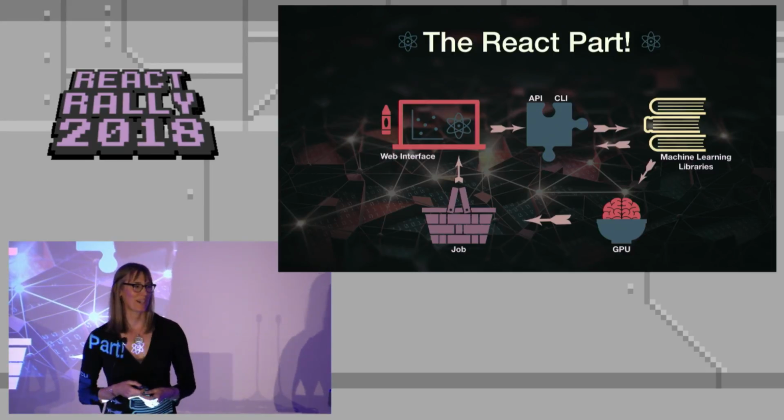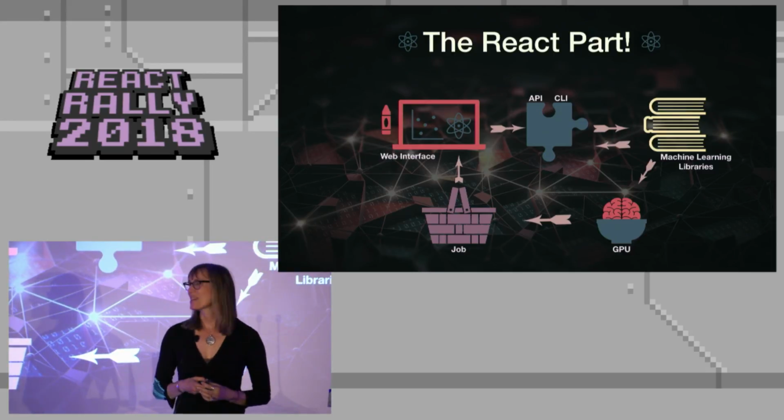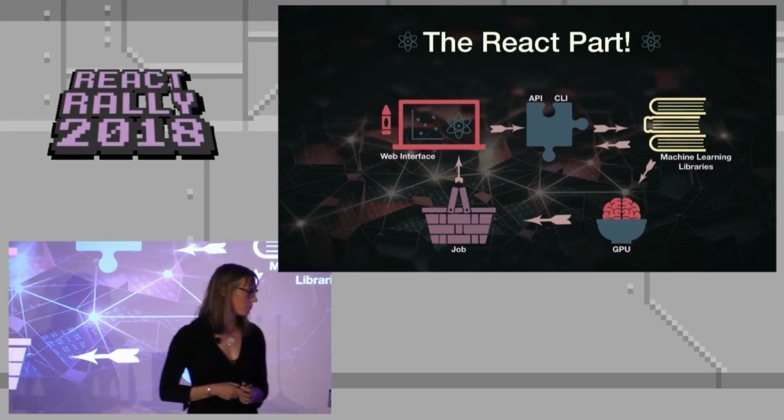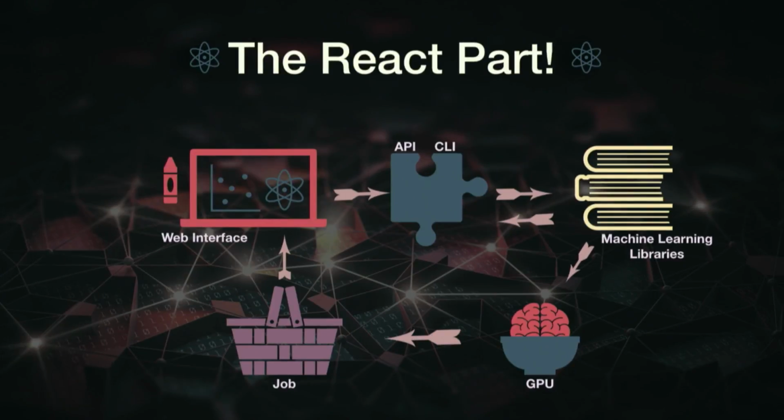So now for the React part. This is the basic architecture of the application that we're working on. You have the web interface, which is the React part. And it's talking to this API, which has a CLI tool, by the way, so you can interface with that through the command line if you want. Most people prefer the web interface because it's more friendly. And those communicate with this huge collection of machine learning libraries.